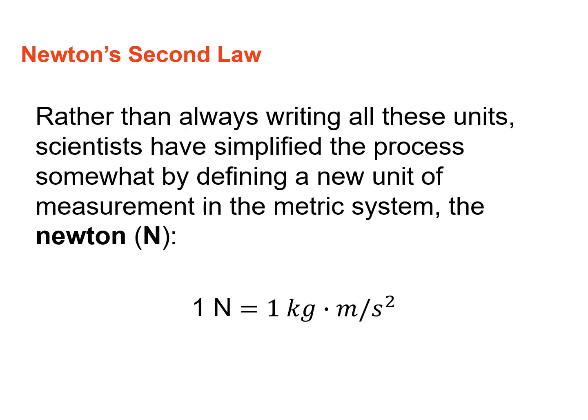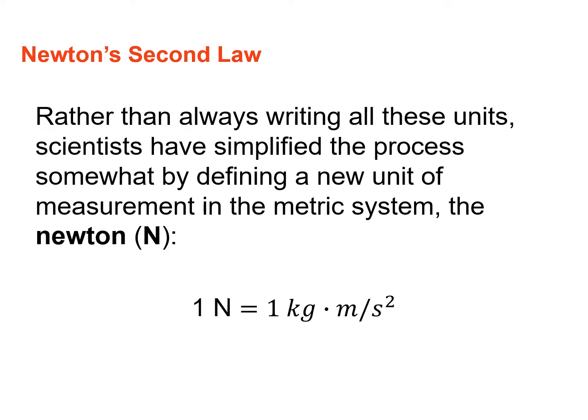Rather than always writing a complex set of units, scientists often simplify by just defining a new unit of measurement. In this case, 1 kilogram meter per second squared is defined as the Newton. Whenever you have a unit of measurement, it is not a proper noun, and so you don't capitalize it. If you were talking about Sir Isaac Newton, you would capitalize the name and put a capital N there. But when you're talking about the unit, you use a lowercase.